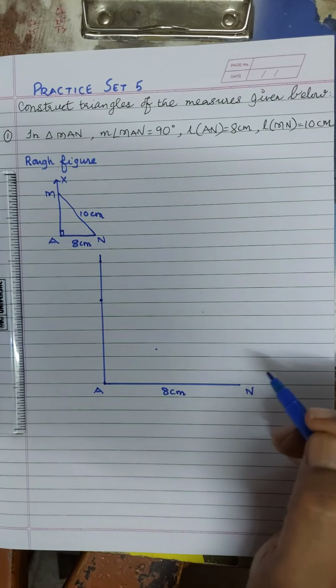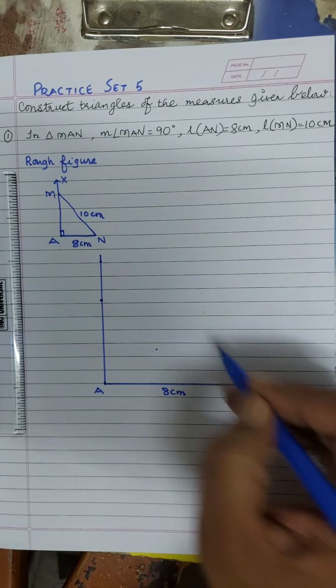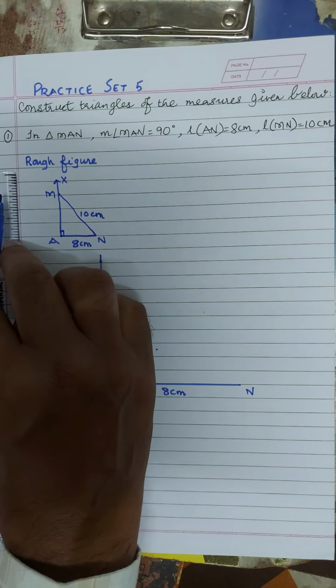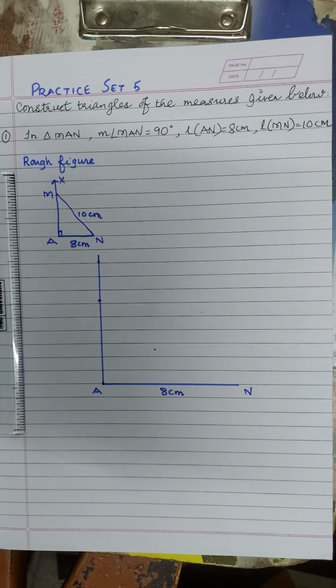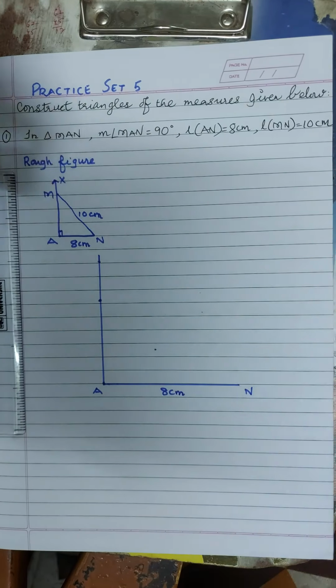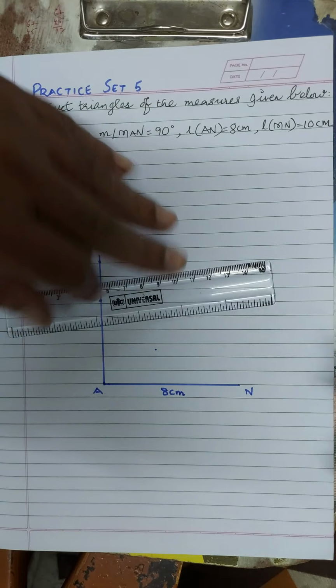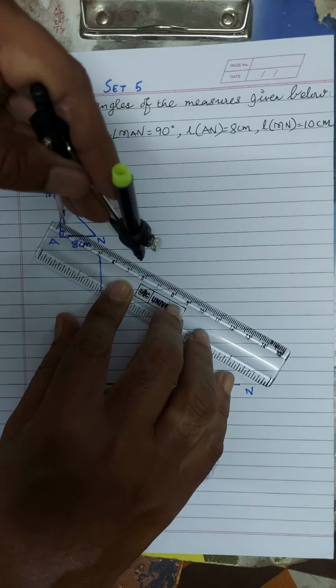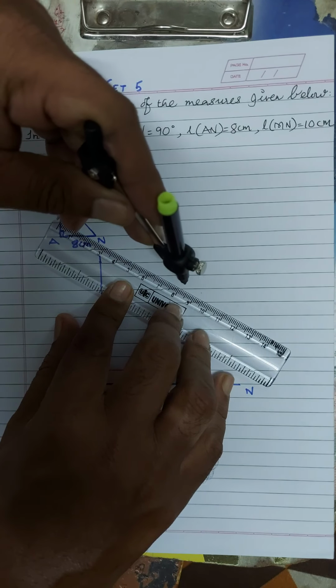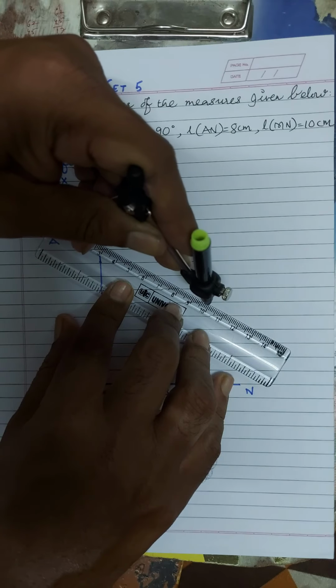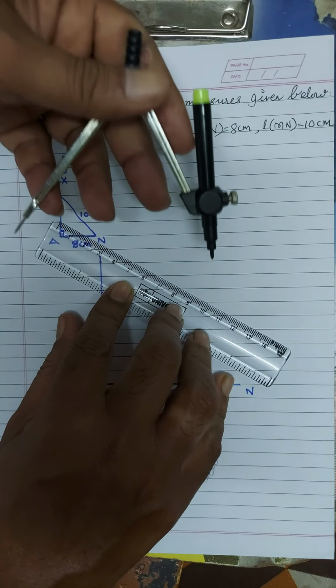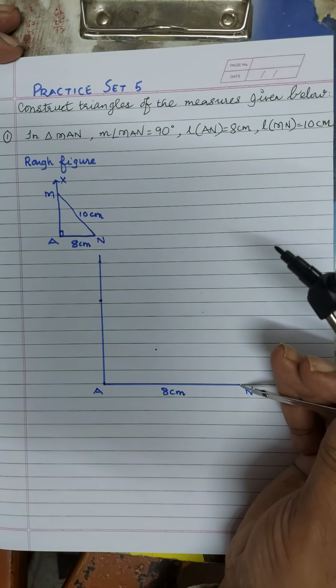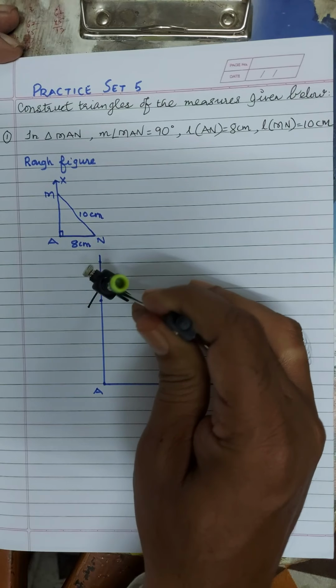Then after that, with N as the center, we have to draw an arc of 10 centimeters. So we'll take a scale first, and also the compass. We'll measure 10 centimeters on the ruler. This is 0, and exactly we need to take 10 centimeters. It's the bigger side. See, it's 10 centimeters now. Now we put the compass on N as the center, and we have to draw an arc over here.